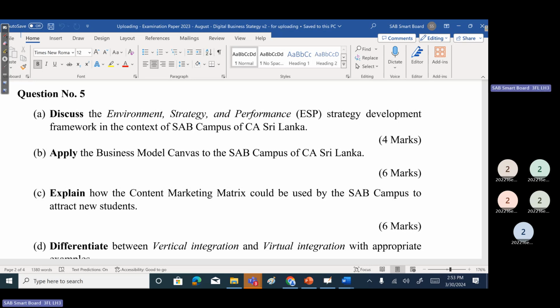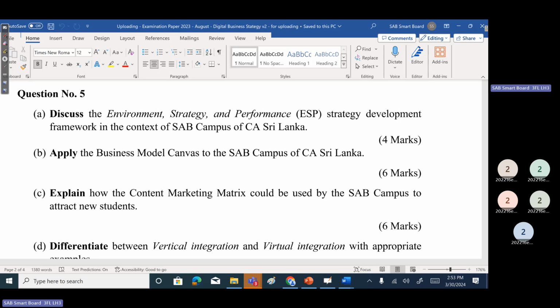Then apply the business model canvas to SAP campus, to a certain extent. How many elements are there in the business model canvas? Nine elements. What's the most important one? Value. Think about SAP campus and see how you can apply that to it.